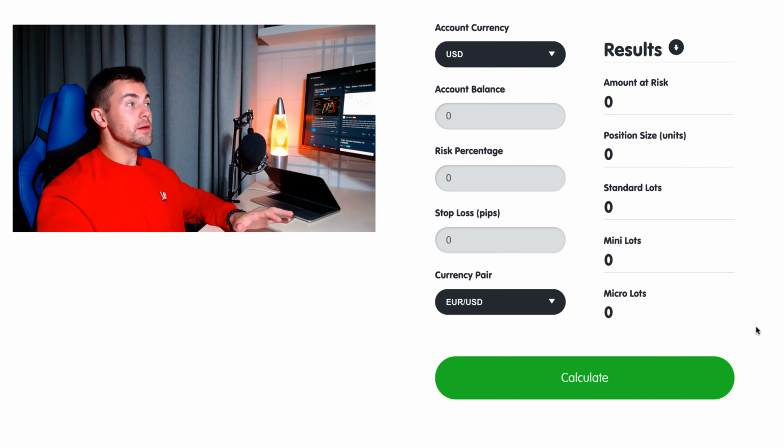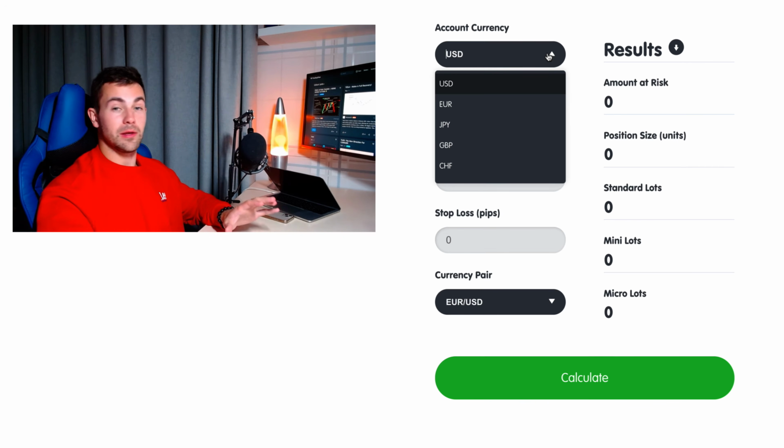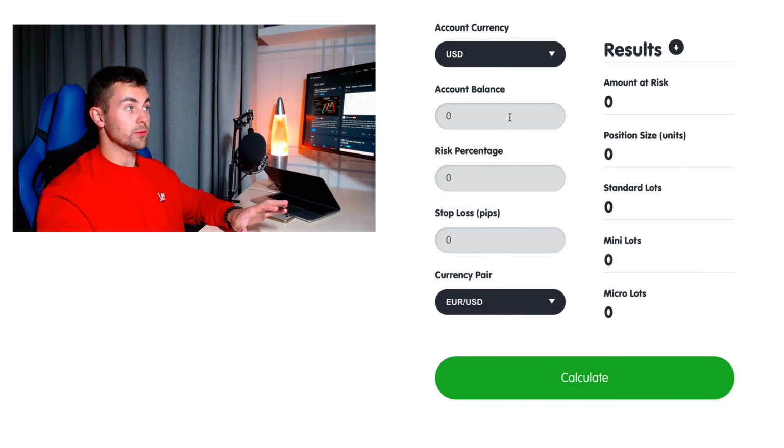The first input is the account currency. I guess most likely you have the dollar account, but if you have some different, remember to pick the currency of your trading account. Then the account balance. For the sake of the example, let's take the 10,000 trading account. I guess it is the average European account, so let's pick 10,000.